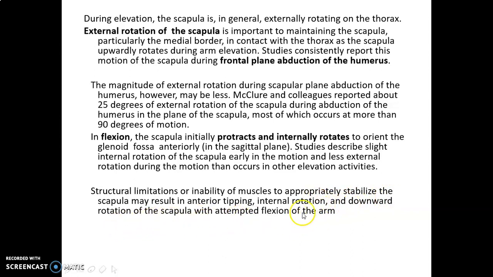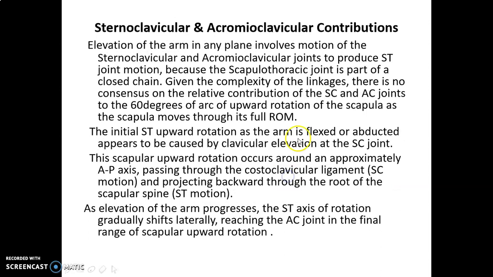So normally during flexion of the arm, what should happen? Posterior tipping, external rotation, and upward rotation of the scapula. Any person coming with shoulder joint pain will have this condition. So now we'll understand what we have to do: we have to prevent this dysfunction from happening, and make it a normal biomechanical function. That is the main idea, to prevent shoulder complex injuries.